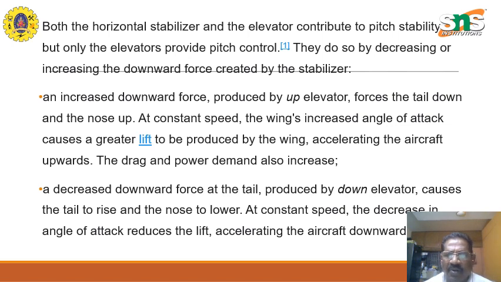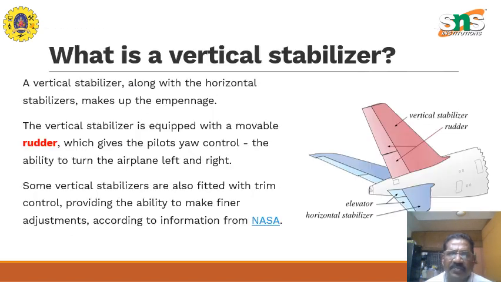A decreased downward force at the tail produces a down elevator and causes the tail to rise and the nose to lower. At constant speed, the decrease in the angle of attack reduces the lift, accelerating the aircraft downwards.